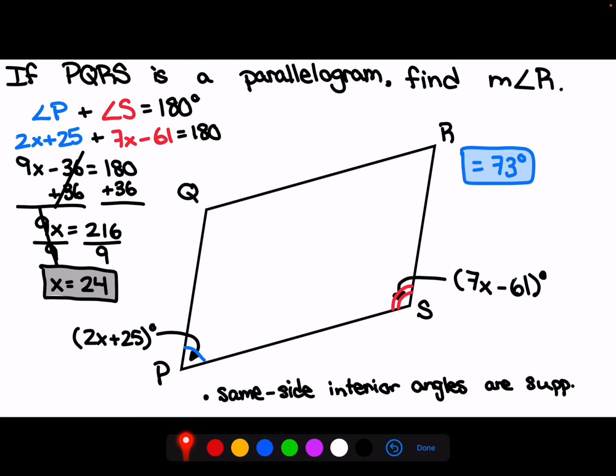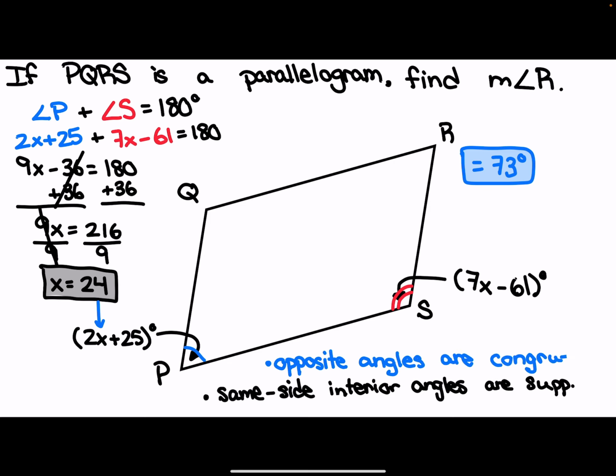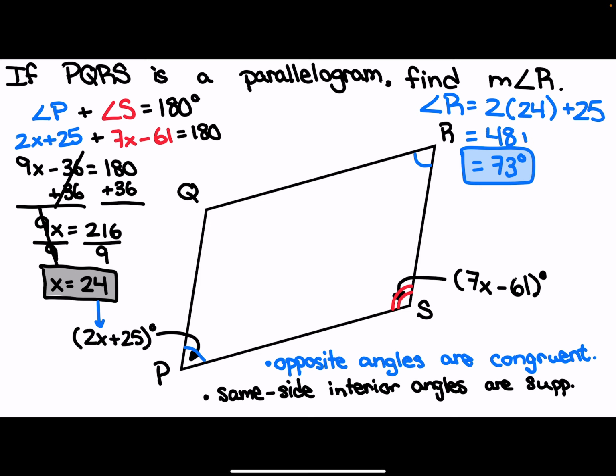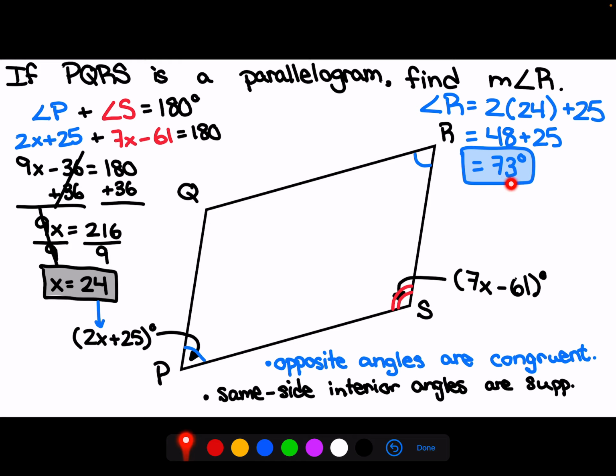Now, we're trying to find the measure of angle R. So what other property can we use within parallelograms to solve for angle R? Well, we know that angle P and angle R are congruent because opposite angles are congruent. So if that's the case, I plug 24 back in for x, and if I can solve for angle P, then I have angle R. So angle R is equal to 2 times 24 plus 25. 2 times 24 is 48, plus 25 is 73 degrees, our final answer.